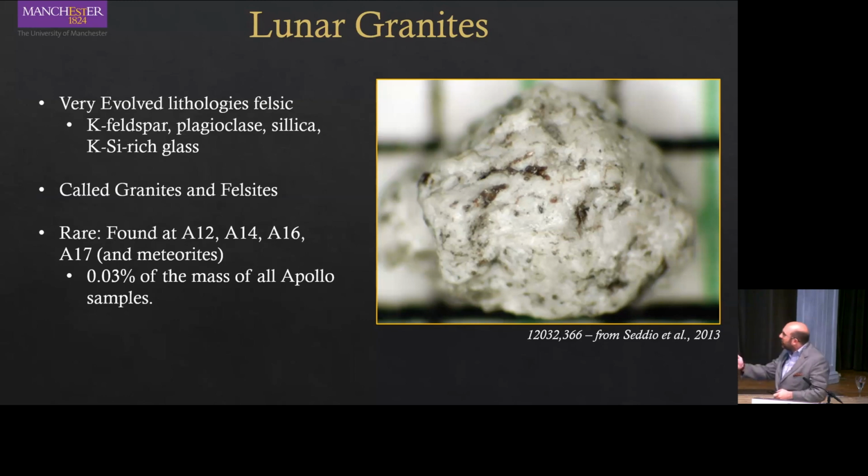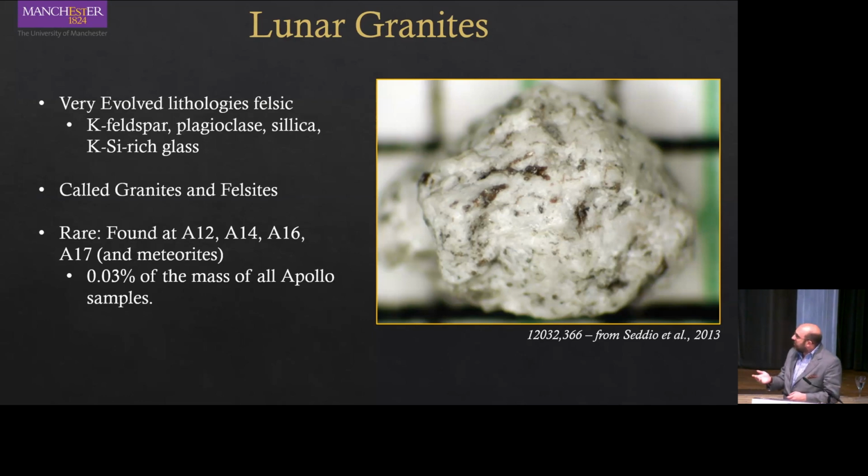And I guess we've heard a little bit actually about silicic volcanism on the moon already today. But just to remind folks, when we talk about granites on Earth, a granite is technically defined as something that consists of SiO2 and two feldspars, a potassium feldspar and a plagioclase. On the moon, on these evolved melts, we also see another phase. We see this potassium silica-rich glass as well.